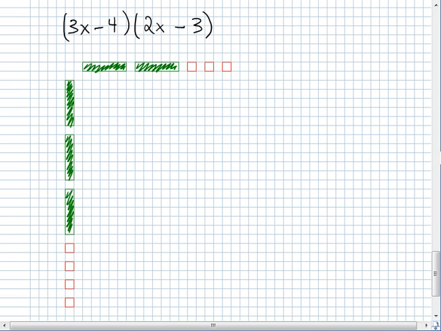Okay, so just like last time, here's a problem. We could do 3x minus 4 times 2x minus 3. Why don't you just quickly work it out using the graphical method? I'll give you 3 seconds.